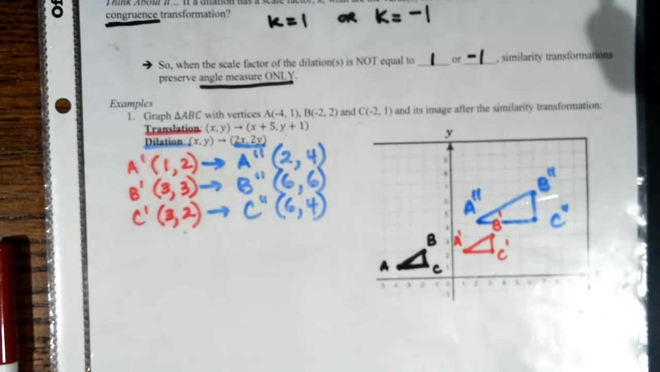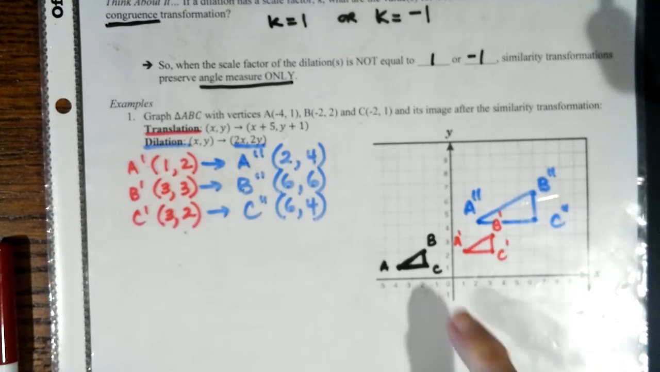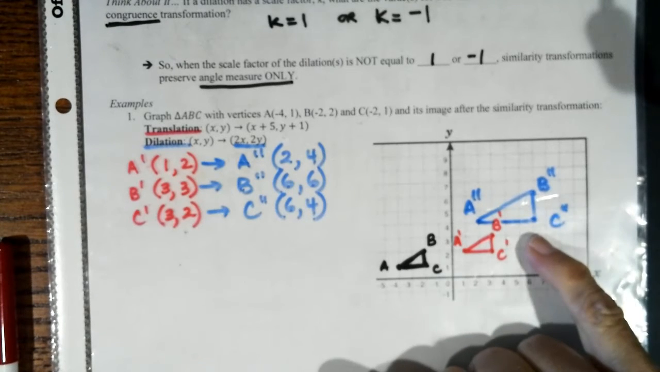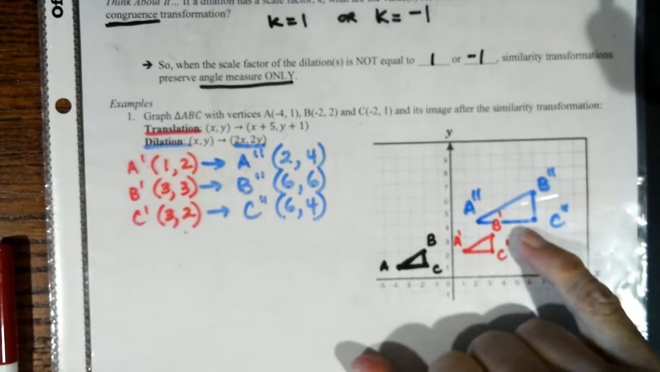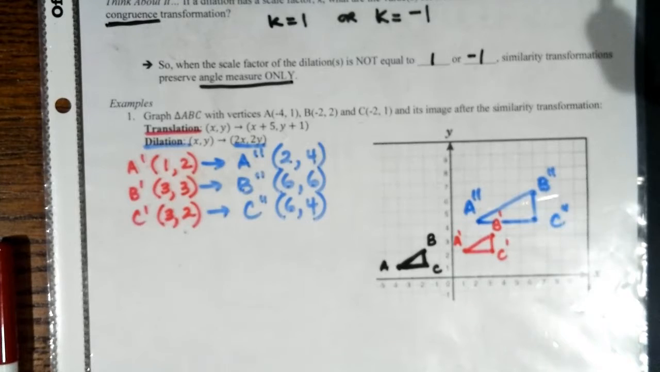See how those colors just make it pop right out? And so because it's more than one, you can see they're all the same shape, but clearly this one's bigger. And that is a similarity transformation.